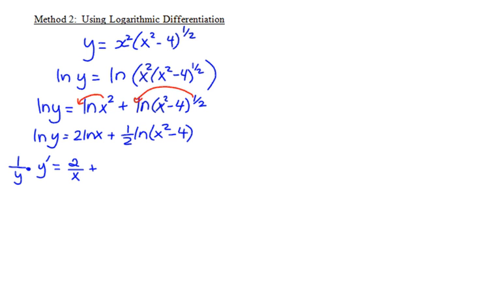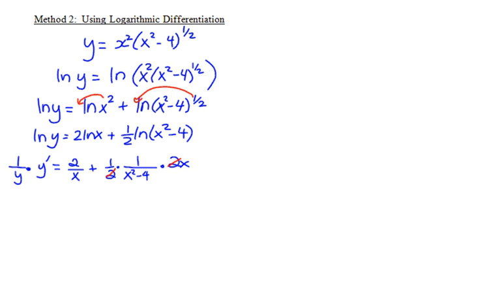Plus half times, what's the derivative of the natural log of x squared minus 4? So 1 over the inside times the derivative of the inside, which is 2x. What happens here? The 2's cancel.